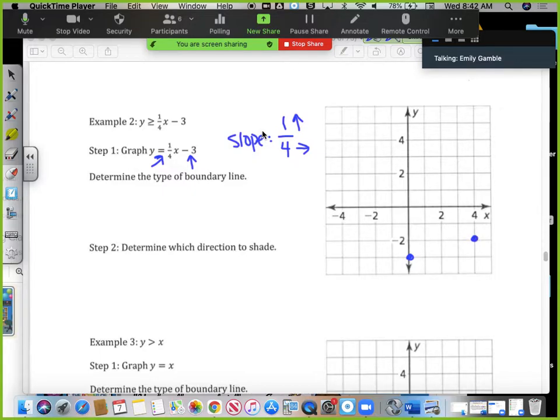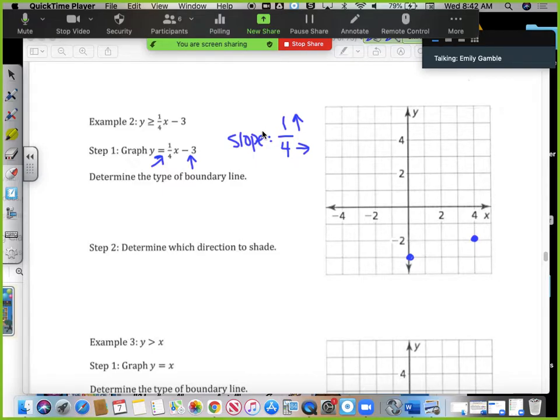Once I have my 2 points, then it's time for me to draw my line. But remember, there are 2 lines to choose from at this point. You can either draw a solid line through the points if that line is a part of the solution, or it's a dotted line if the line is not a part of the solution.